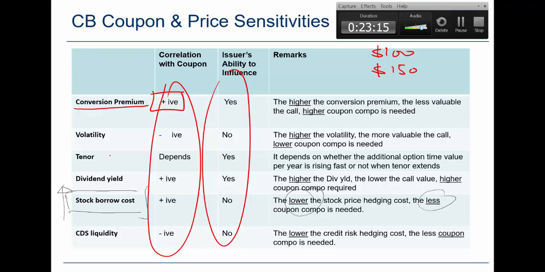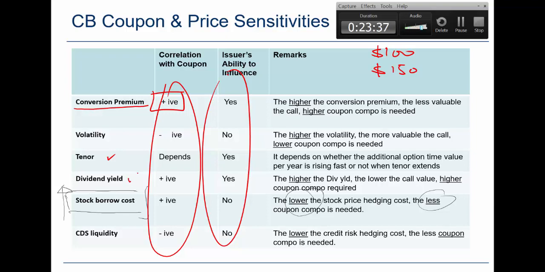Now this one, tenor, it depends. If you buy a CB with a longer tenor, then the option is more expensive. It is true, but then you also take more credit risk. So it can be one way or the other.